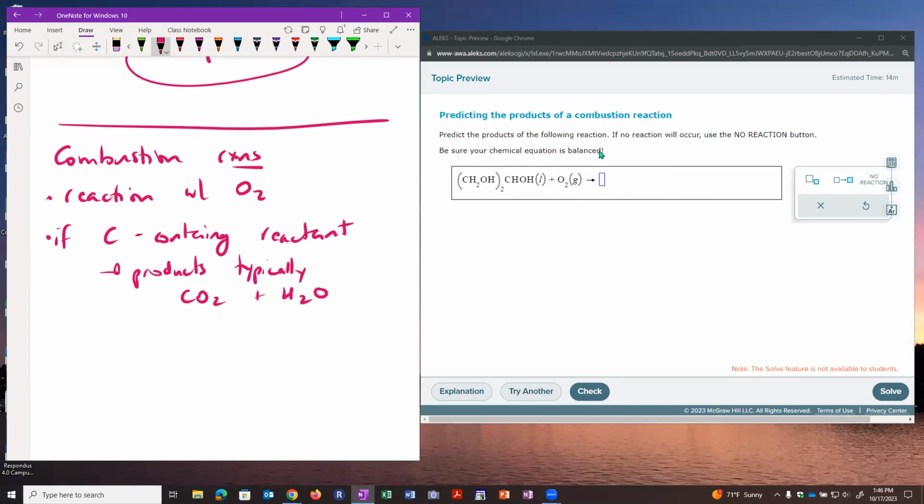We would just need to make sure that our equation is properly balanced following the strategy we talked about previously, right? So when we go through and balance this particular one, we'd have the smallest whole number coefficients that would balance our equation. So combustion, if you have a carbon-containing reactant, it's just reaction with oxygen to produce CO2 gas and H2O gas.